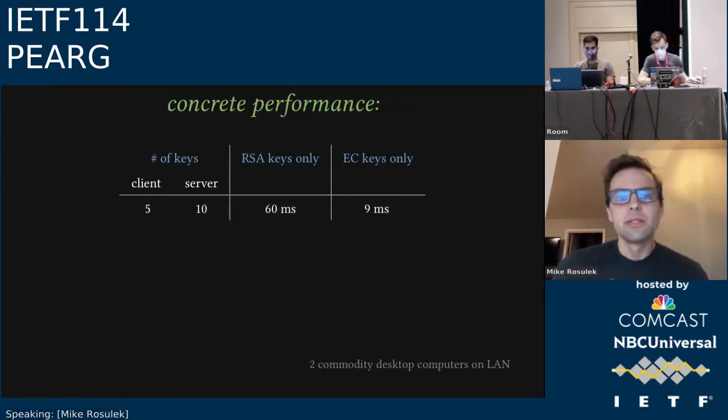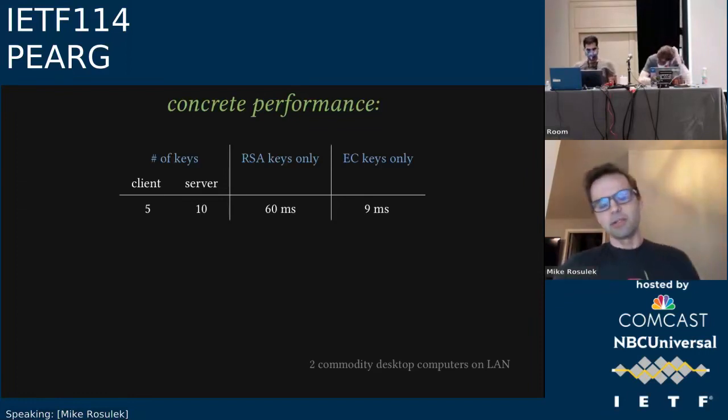So in a realistic setting where the client has 5 keys and the server has 10 keys, I think that's a realistic setting for kind of a small GitHub repository, let's say.